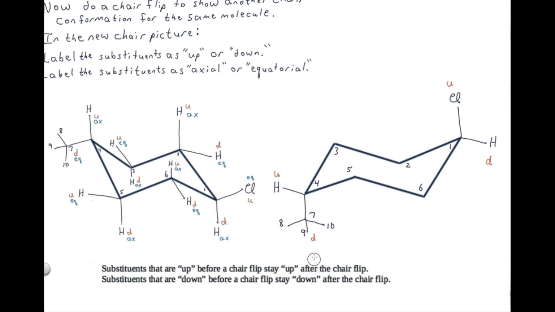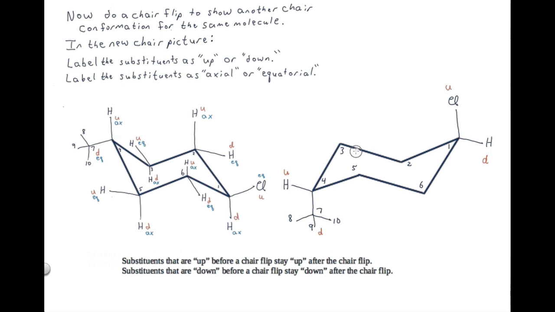That's how we can use this rule to draw the substituents in the correct position after the chair flip. To avoid clutter, I'm not going to bother drawing all the other hydrogens, but we can complete the problem by labeling the substituents that we're showing as axial or equatorial. So remember, axial substituents point straight up like this chlorine or straight down like carbon 7, and the equatorial substituents point partially down, like this hydrogen, or partially up, like this hydrogen.